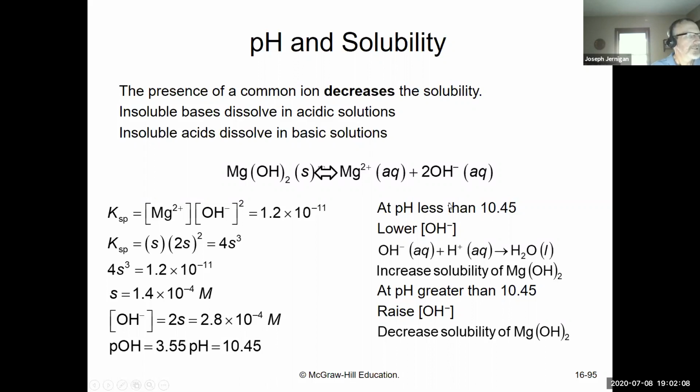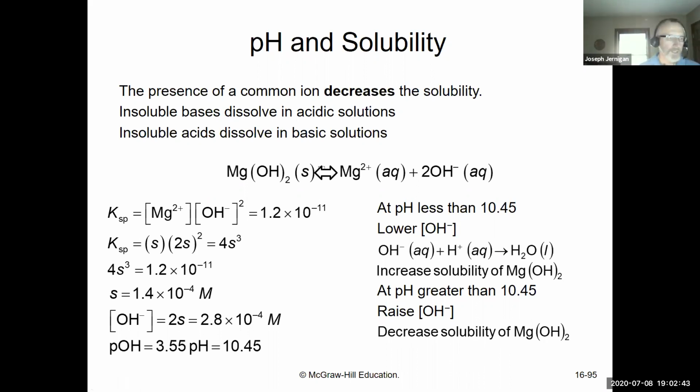All right, so as long as your pH is less than 10.45, as long as you're more acidic than 10.45, you are going to make water. You're going to lower the hydroxide ion concentration. That's going to increase the solubility. In contrast, if your pH is greater than 10.45, you're going to raise the hydroxide ion concentration and therefore decrease the solubility of the magnesium hydroxide.